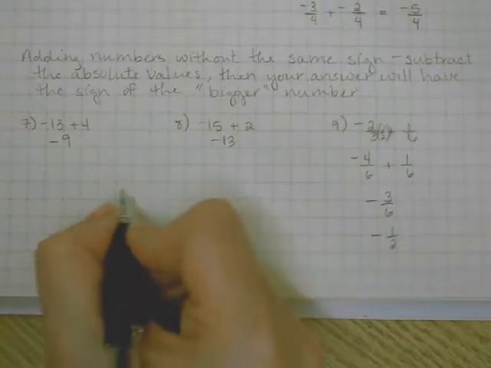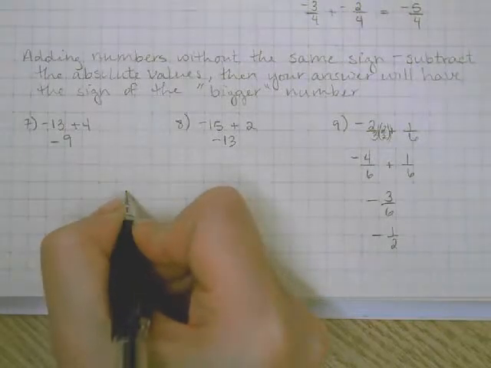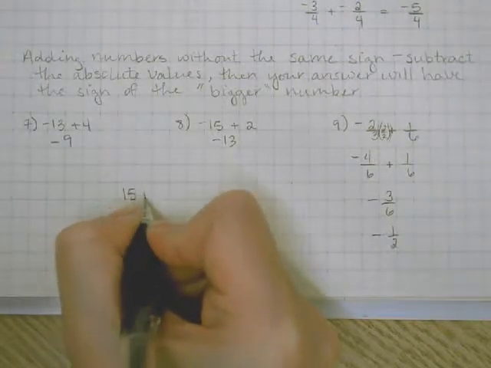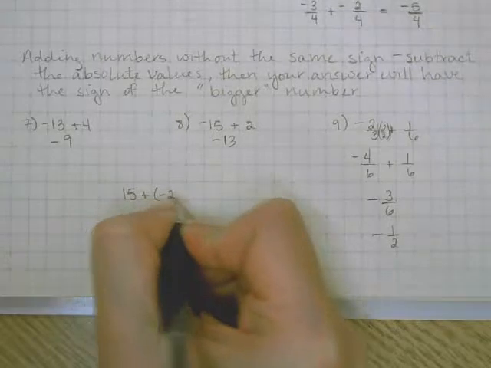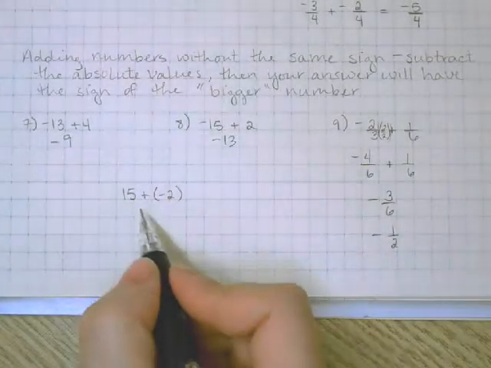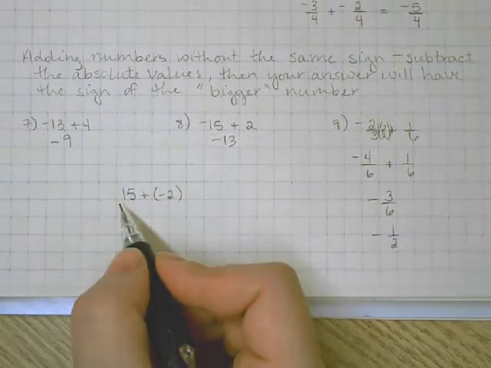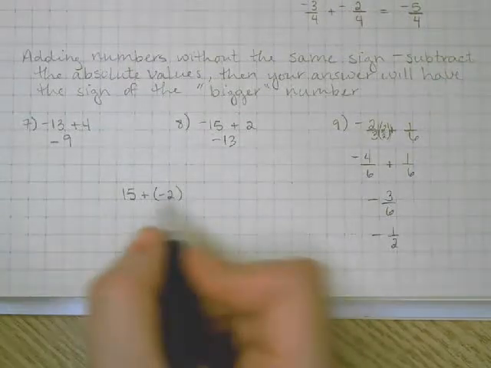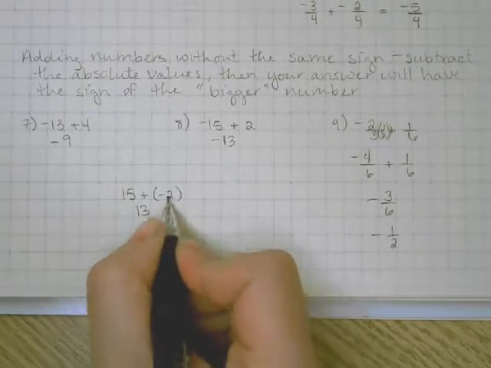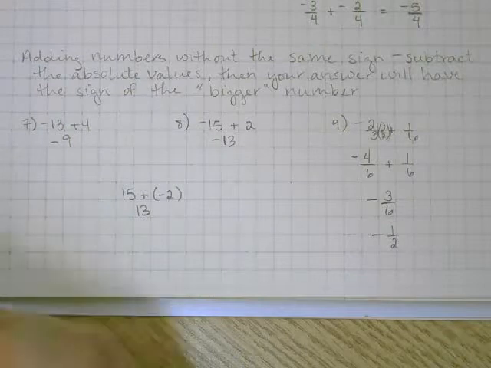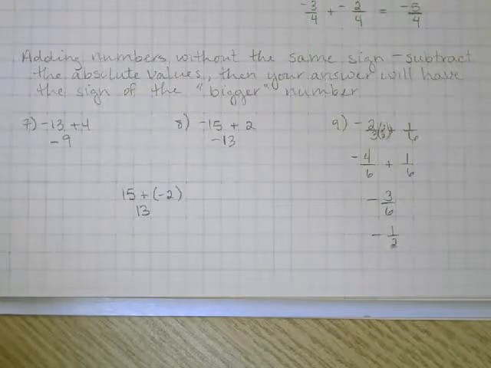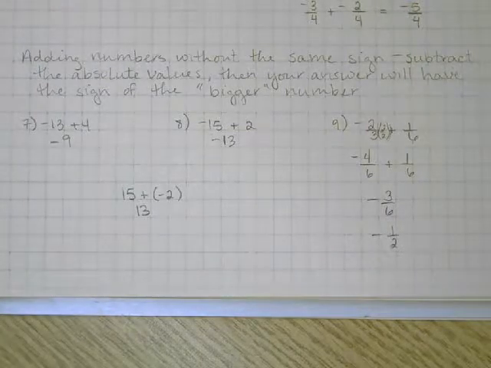I'm going to go ahead and add one more example here. If I have 15 plus negative 2, 15 minus 2 is 13. And because the 2 is the negative one, we're just going to use 13. So if your smaller number is negative, you're really just subtracting. You don't even have to worry about anything else. Adding the negative is the same thing as subtracting.